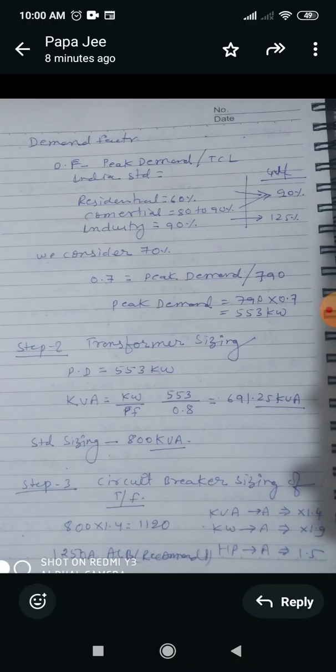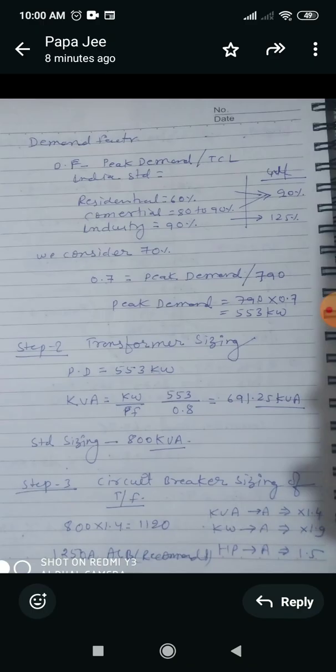Now we will select the transformer. To select the transformer, we need to divide by the power factor to get the kVA. We got a peak demand of 553 kilowatts, right? And then we divide by 0.8, then the final kVA is 691.25 kVA. So the standard size is 800 kVA. So we select 800 kVA.